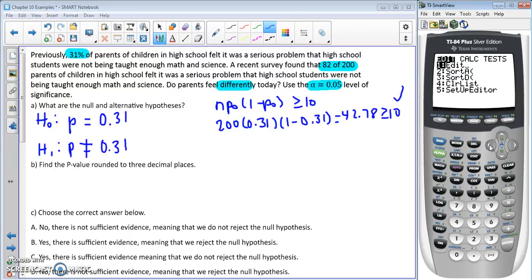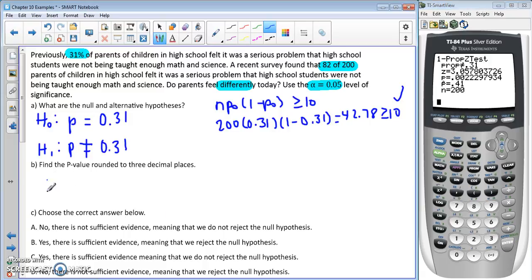So now let's find our p-value. So stat, go to test, 1 prop z test, p naught is 0.31, x is 82, n is 200, and then we want to select not equal to, and then go down to calculate and press enter. So our p-value is p, which is approximately equal to 0.002.